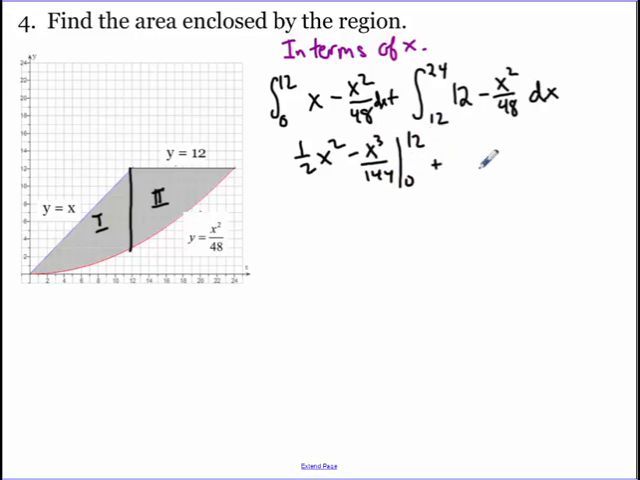And then we add to that our 12x minus x to the third over 144 from 12 to 24. Personally, I would let you use a calculator on this. I'm not going to go through that algebra of plugging everything in, but we do get our value of 120. And that was with everything in terms of x, so I was looking at the area to the x-axis. Now let's look at this in terms of y.